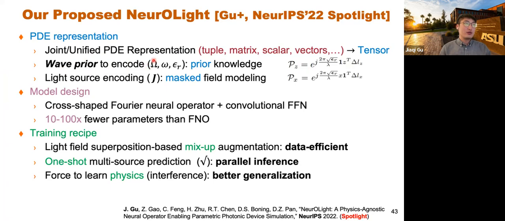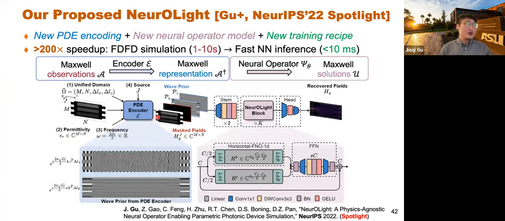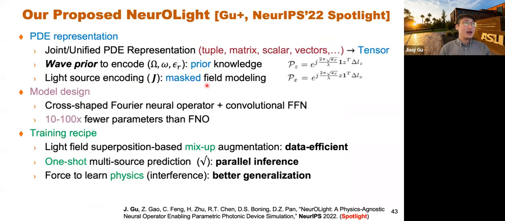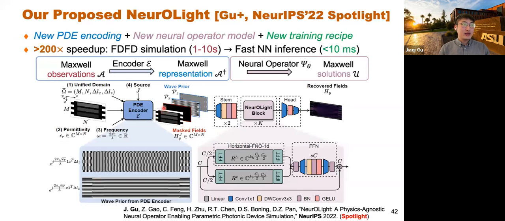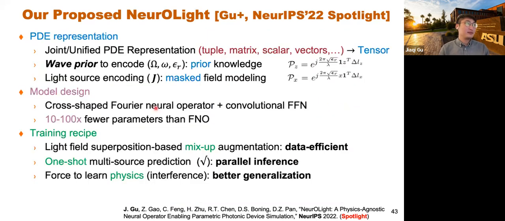Basically, we encode the solving domain omega, the wavelengths, the permittivity, and the refractive index into a generalized tensor representation. For example, you can see we have the light source, we have the material, and we also have this wave prior, those synthetic wave patterns. Then we can encode the wavelengths, and then we can throw that image into the neural network. Also, inspired by masked image modeling in computer vision, we mask the field. We only give the input port optical field as a hint to the neural network, and we want the neural network to predict the masked field on the right-hand side. Then we can encode a different light source.